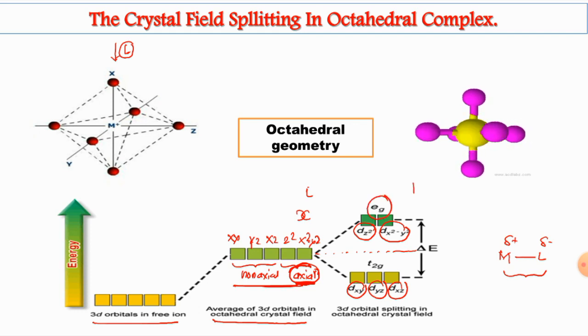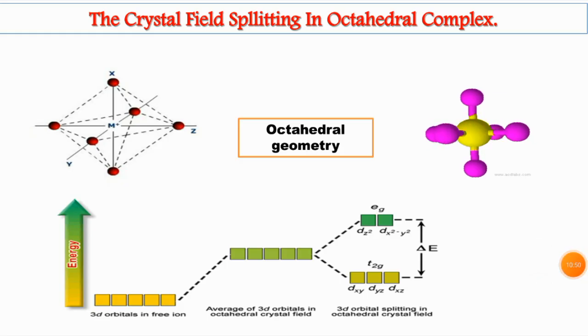Why is it called EG? E stands for two dimensional, and G stands for gerade, which is nothing but centrosymmetric. What about T2G now? T2G stands for triply degenerate orbitals or three dimensional, and again G stands for gerade.